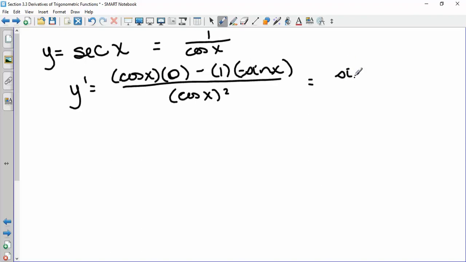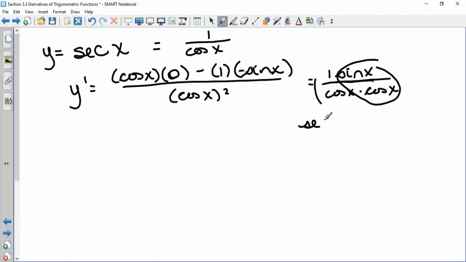So this gives me 0 plus sine x over cosine squared x. Cosine squared is the same as cosine times cosine, right? So we could think of this as 1 over cosine, which is a secant, and a sine over cosine, which is a tangent. So the derivative of secant turns into secant x tangent x.